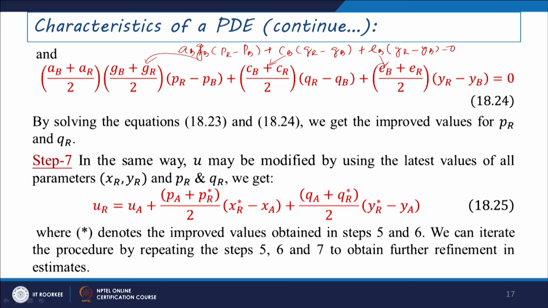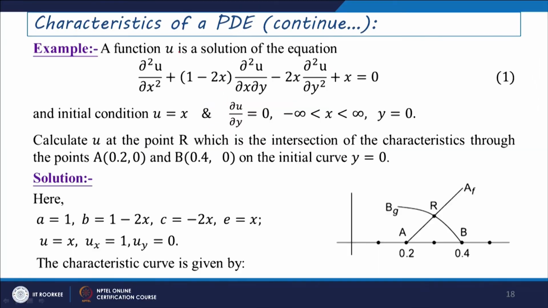In the same way, U can also be modified by using the latest values of all these parameters like XR, YR and PR and QR. And we can write an improved version here, that is UR equals UA plus PA plus PR star, where star denotes the improved values obtained in steps 5 and 6, like PR star and QR star, and XR star and YR star. We can iterate this procedure by repeating steps 5, 6 and 7 to get further refinement of these values. Based on this, let us go for a practical example to visualize how we can get the characteristics and the point of intersection.